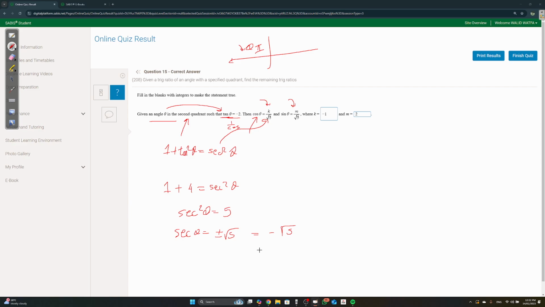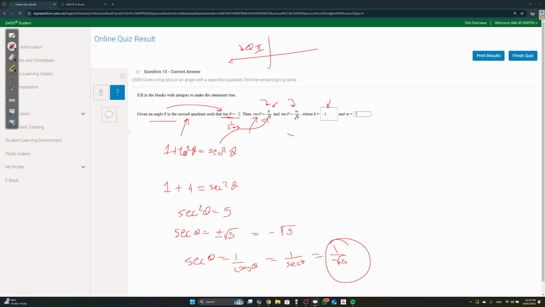So I want cosine, right? Cosine is just going to be 1 over secant theta. Well, let me tell you why. Secant theta is equal to 1 over cosine theta. So cosine theta will just be 1 over secant theta. Swap it. So 1 over negative root 5. This is cosine. So k is negative 1, because you didn't put the negative here. You have to put it.